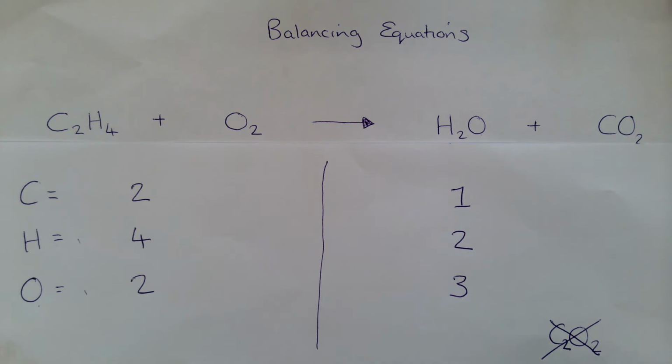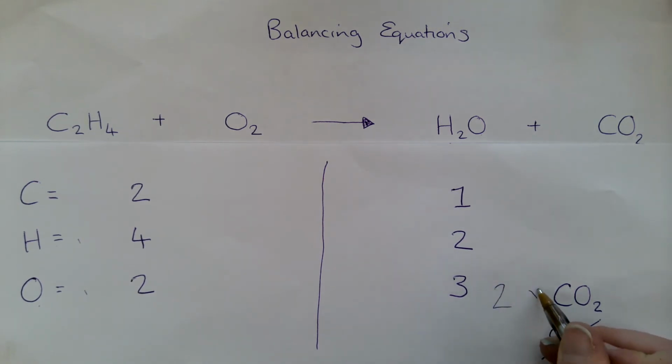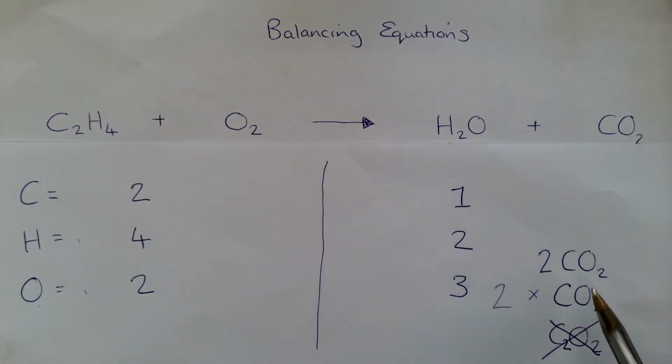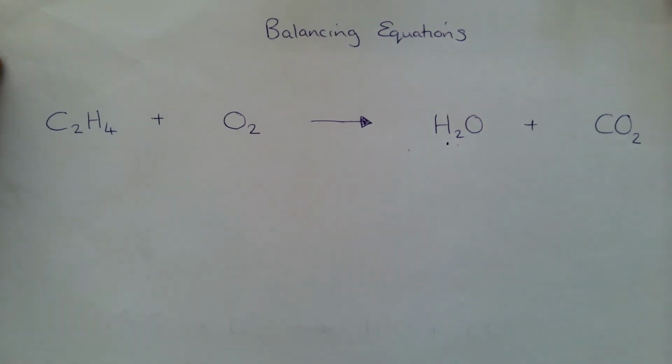But what I can do, instead of changing the formula, I can say, well, I need another carbon, so why not have 2 lots of carbon dioxide? And I'll show you what that will look like. Now, just like in maths, in science we don't need to put the multiply there. We can just simply do this. That means I've got 2 lots of carbon dioxide. So let's see what that looks like.